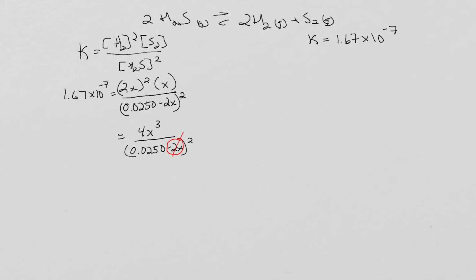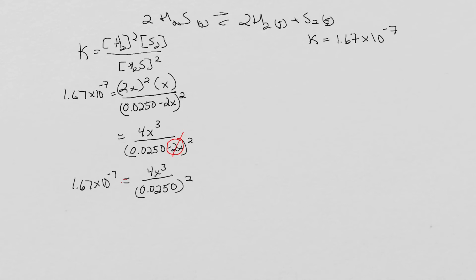So what that means is we're going to make our approximation, and our rewritten equation now is 4x cubed over 0.0250 squared. Okay, so this is a lot more straightforward. So now we just have x in one place, and we're not going to end up with cubic terms and squared terms and x terms, etc. So now let's rewrite our k value here. Now it's a matter of just solving the algebra.